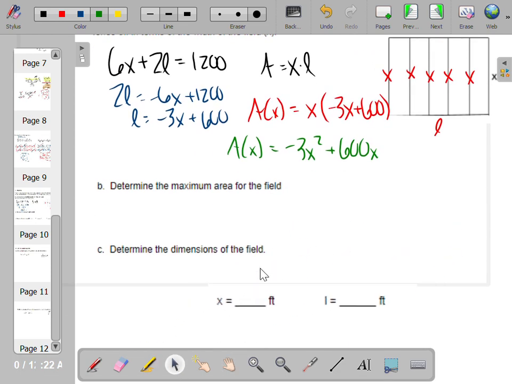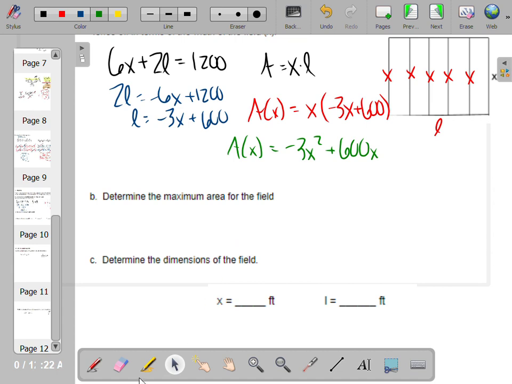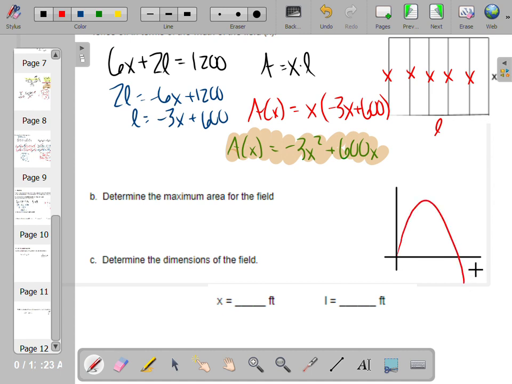Now what I need to do is use my model. Most of the time we did this with Desmos, but you won't have Desmos on the test. So we have to remember how to find the vertex of a quadratic. Let me just refresh your memory here. I know that it's a quadratic that opens down. I don't really care about the x-intercept. I care about the vertex.